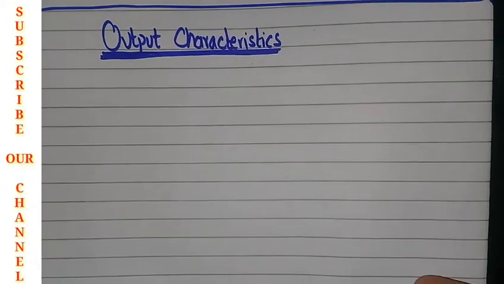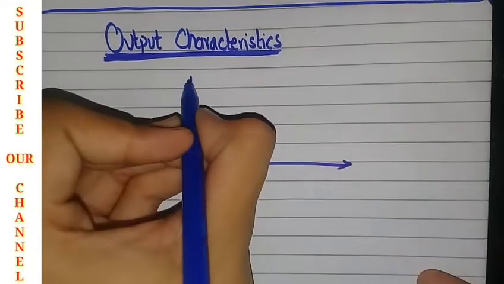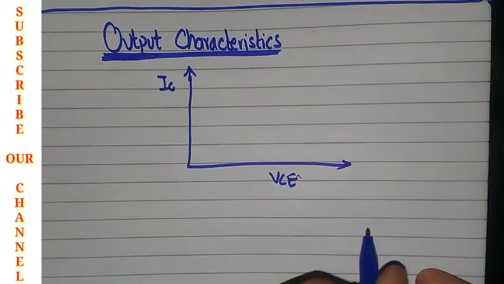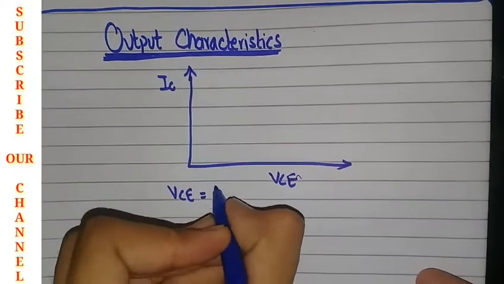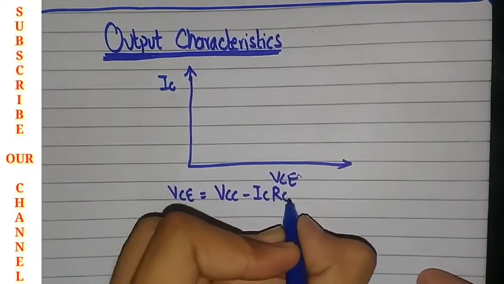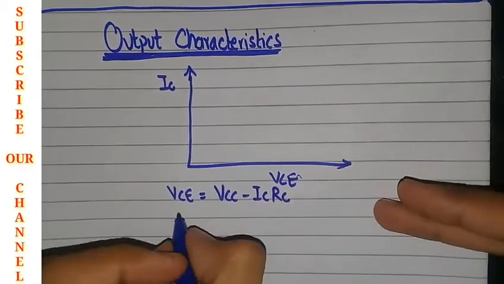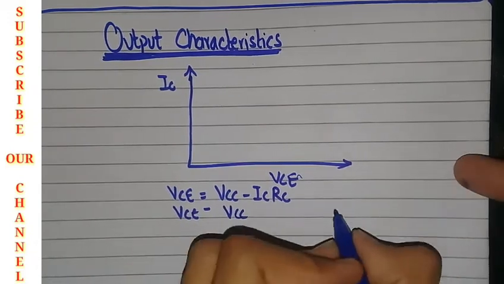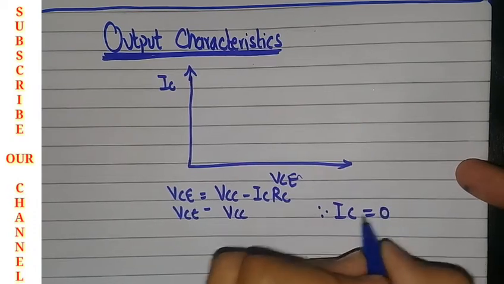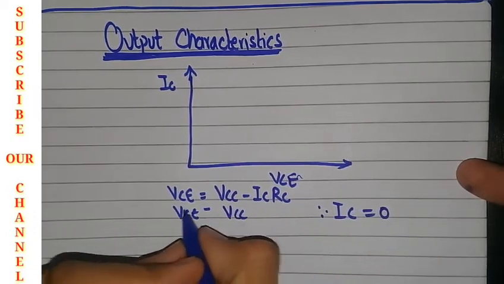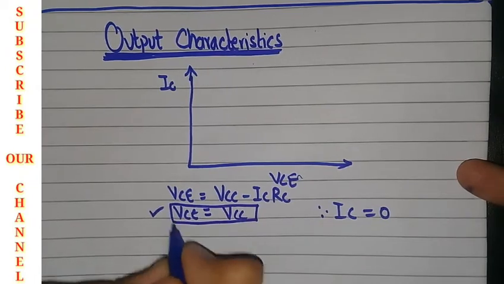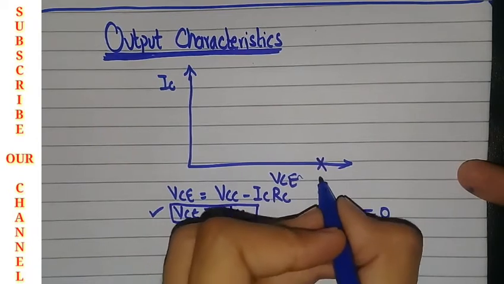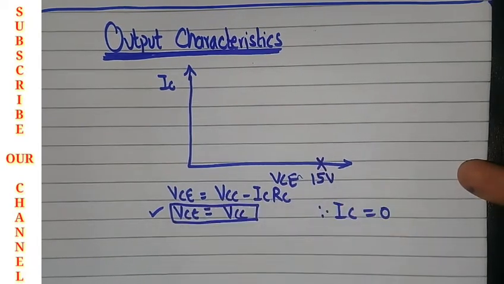In the output characteristics, you will know that on the y-axis we will take the value of IC, and on the x-axis we will take the value of VCE. The formula of VCE will be equal to VCC minus IC into RC. In the cut-off region, your VCE will be equal to VCC, because your IC will be equal to 0. If IC is 0, then VCE will be equal to VCC. This will be the cut-off region, and this will be VCC, and the VCC value is 15 volts.